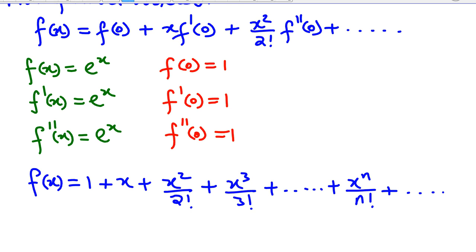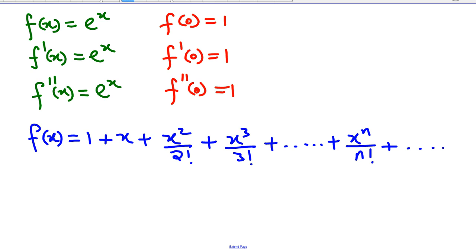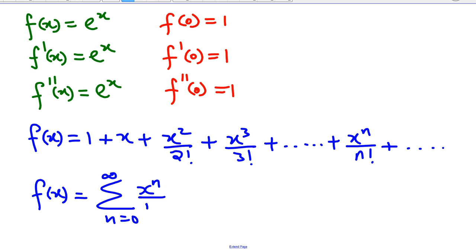So basically we can go ahead and write this as a power series. f of x will be equal to the sum from n equals 0 to infinity of the nth term, which is x to the power n over n factorial.